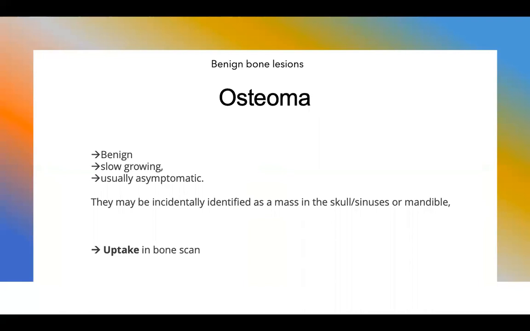An osteoma is a benign, slow-growing, usually asymptomatic bone lesion that may be incidentally identified as a mass in the skull, sinuses, or mandible.